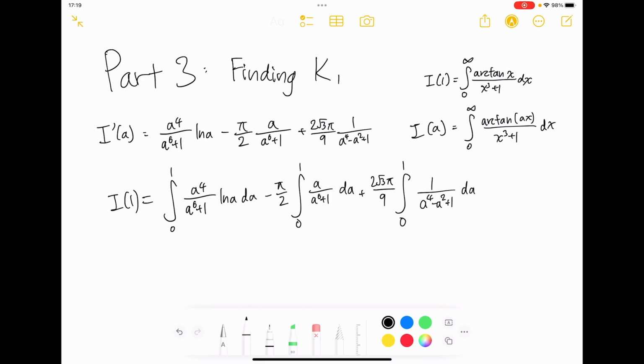And because we now have 3 integrals, I am going to name this integral K1, name this one K2, and name this one K3. So in this part, we are going to evaluate K1. And in the final part, hopefully part 4, we are going to evaluate K2 and K3. And then we're going to put it all together. So, yeah. Let's find K1 then.